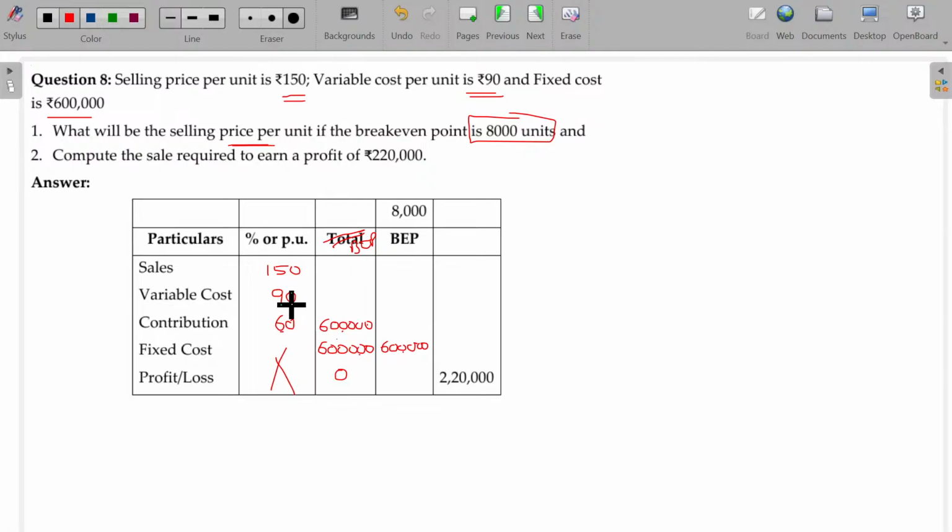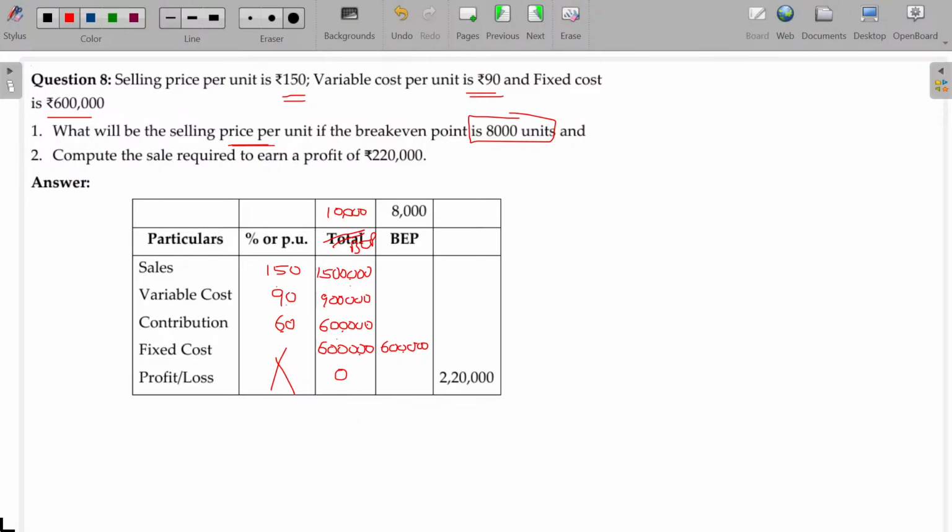60 is equal to 6 lakhs, means 90 should be 9 lakhs. And this will be 15 lakhs. This will be always 15 lakhs. If I divide that 15 lakhs by 150, what is the number of units to sell to break even? 10,000 units. Is that clear? BEP being 10,000 units.